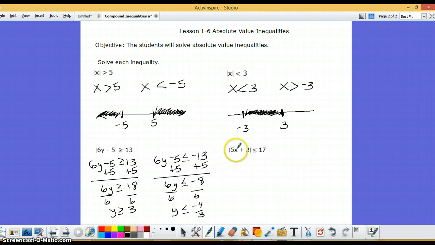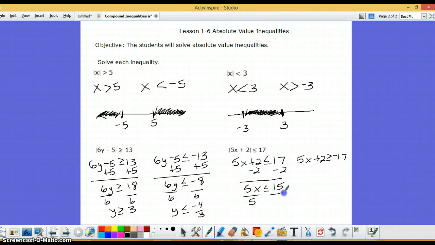Alright, so you should have already paused the video, tried this problem. Now we're going to show you the solution to it. So it's 5x plus 2 is less than or equal to 13. And we also have 5x plus 2 is greater than or equal to negative 17. So subtract 2. 5x is less than or equal to 15. Divide by 5. And x is less than or equal to 3.